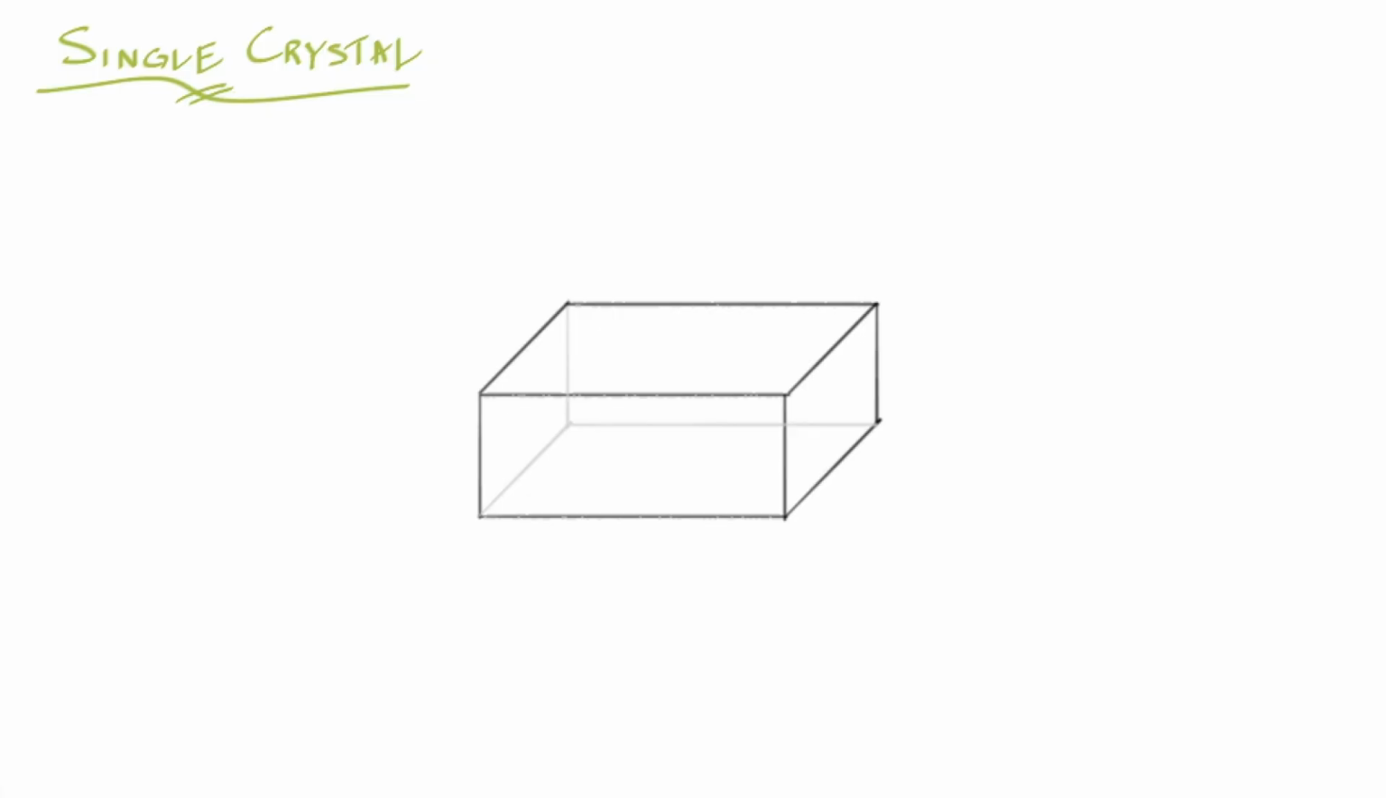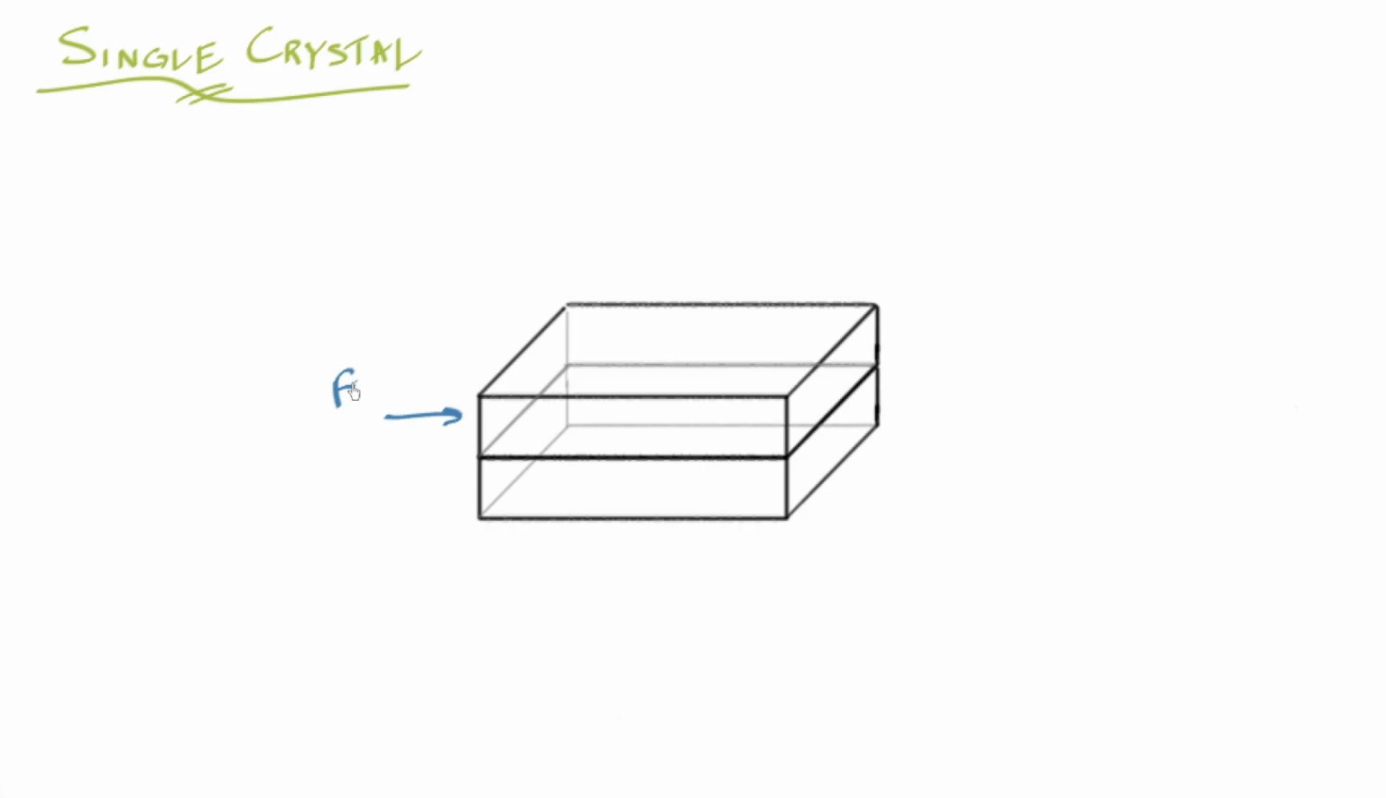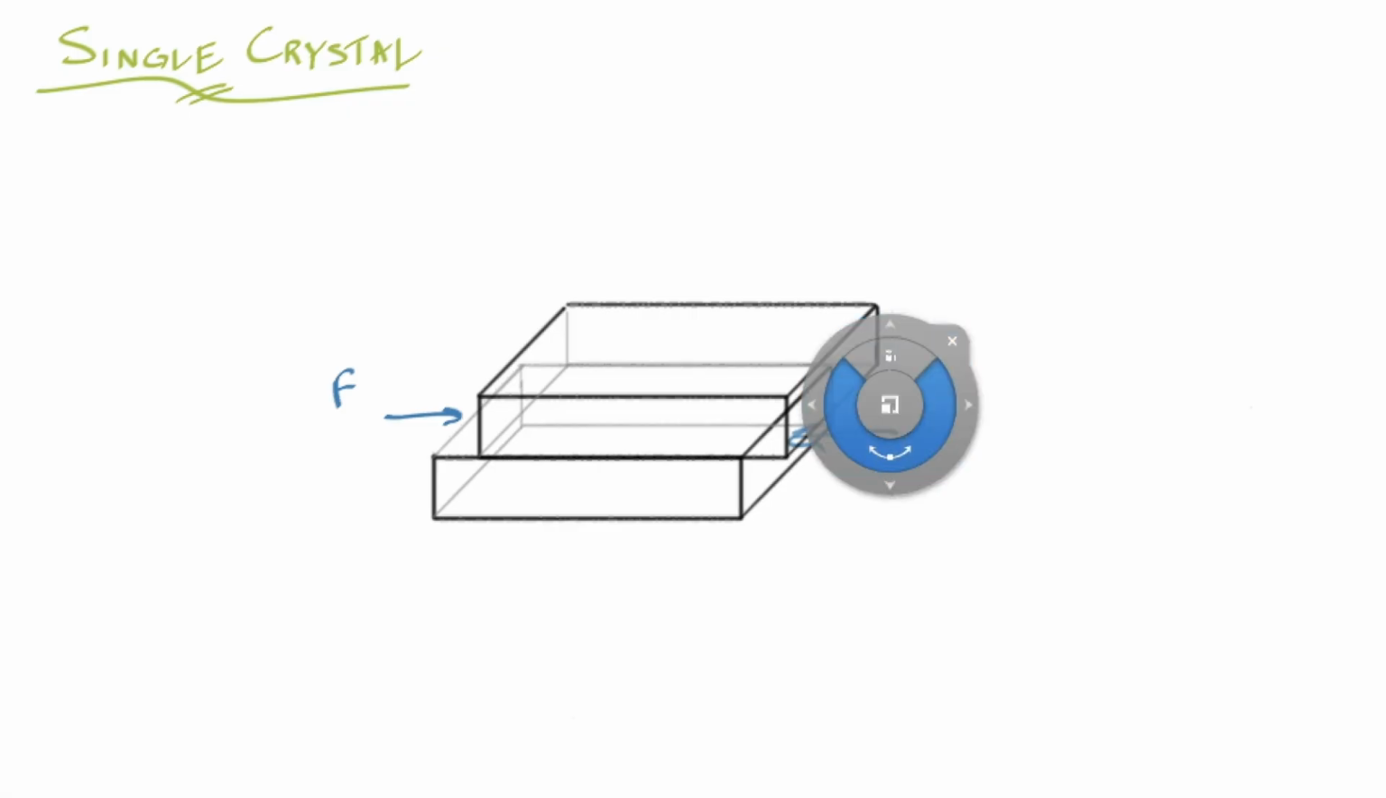And what I want to do is consider a single crystal of a material. So I've drawn a little rectangular solid there. And what we're going to try to do is cleave this thing in half. So let me illustrate what I mean by that. We're going to apply a force to this here and here. And then what we want to do when we apply the force is observe it starting to deform like this.